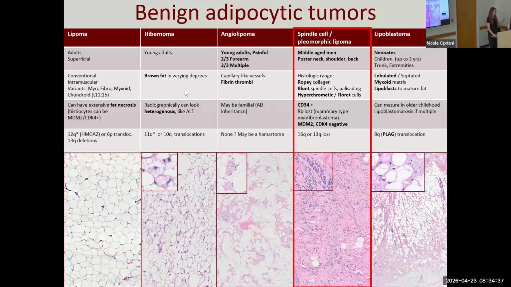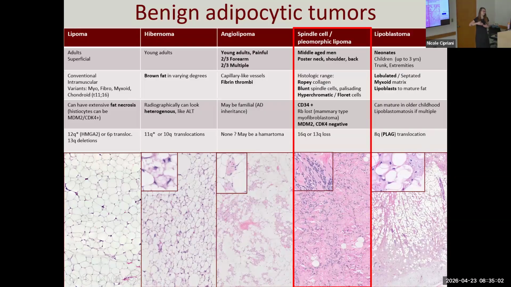Other tumors that we might want to think about include hibernoma, right, which is any proportion of brown fat, angiolipoma, which tends to be multiple, painful, forearm, familial, right, and have capillary-like vessels with fibrin thrombi. And then lipoblastoma, generally a neonatal problem, generally has these chondroid or myxoid islands.